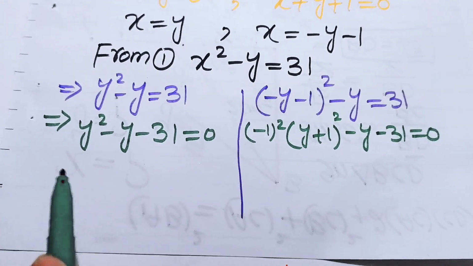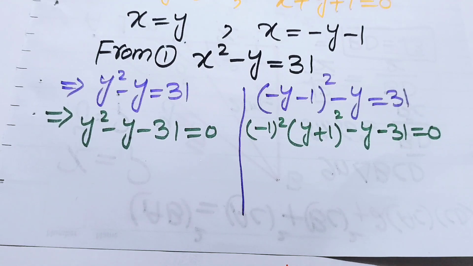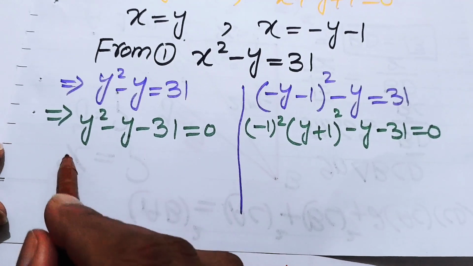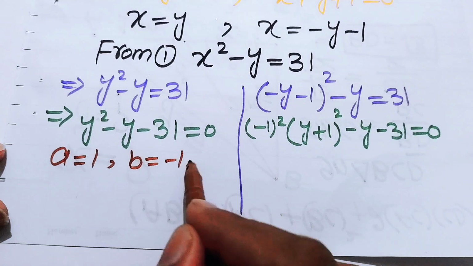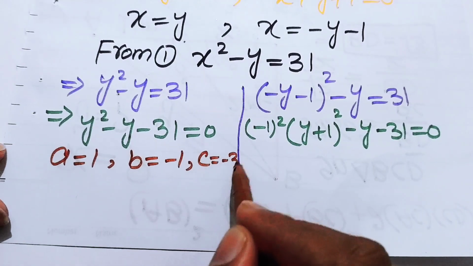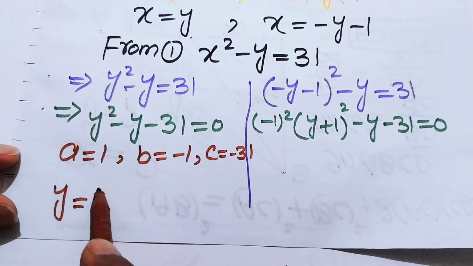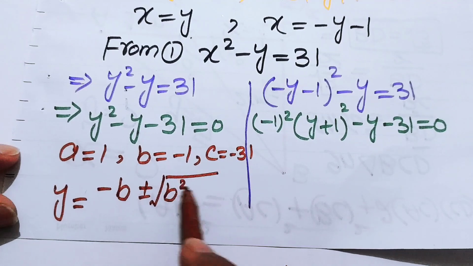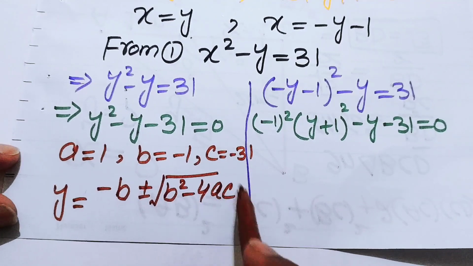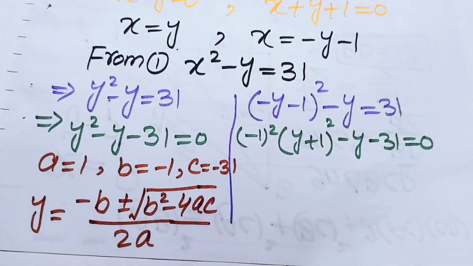So here we need to use the quadratic formula. So now first we write the coefficients of this equation. Here we have a equals 1, b equals minus 1, and c equals minus 31, and here we use the quadratic formula. The quadratic formula looks like this: minus b plus minus square root of b square minus 4 times ac, and this whole over 2 times a.